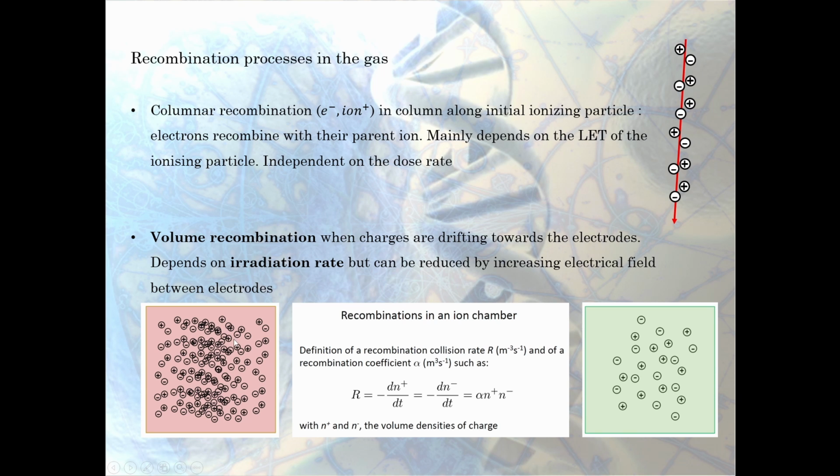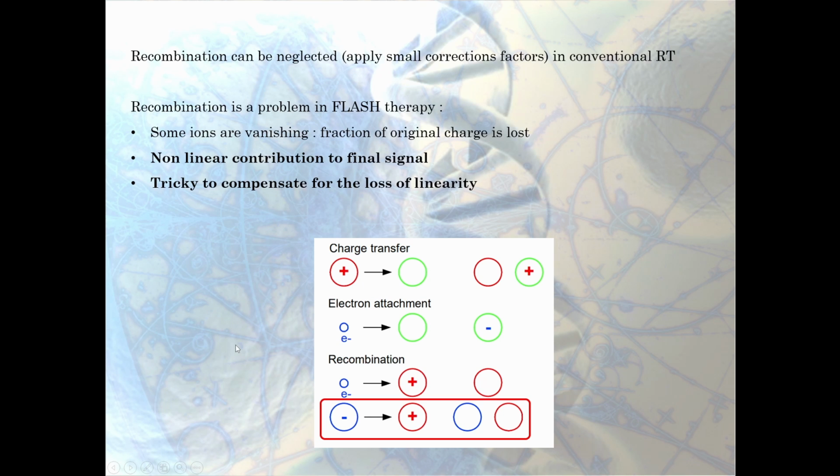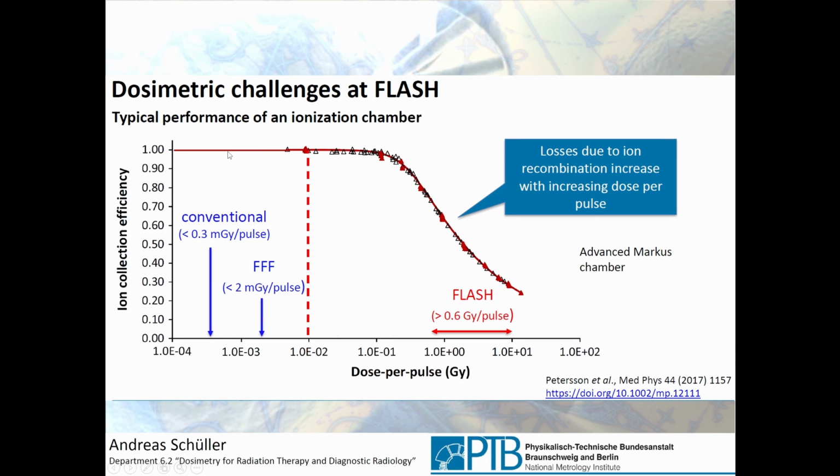And the consequence of that is that we are losing charges. And losing charges means that the charges being collected by the electrometer connected to the ionization chamber are no more proportional to the intensity of the beam. So we are losing information, and we are no more in a linear process. The charges are no more linearly proportional to the dose being delivered. And it's really tricky to compensate for the loss of linearity. And the effect is rather big.